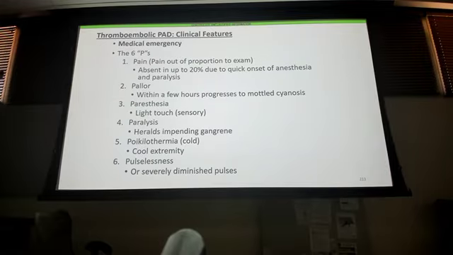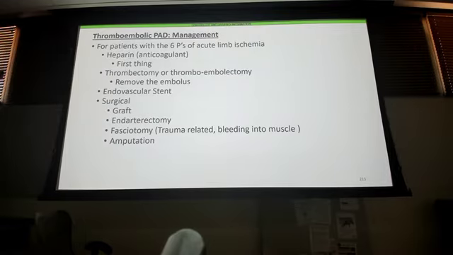But remember that the 6 Ps are present in somebody with this thromboembolic peripheral arterial disease. And for treatment, give them heparin immediately while you're figuring out what's the next step for these patients. And typically we have to be aggressive in going in and removing that clot to restore blood flow.